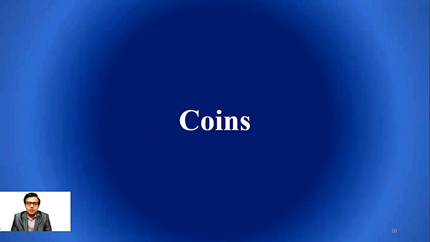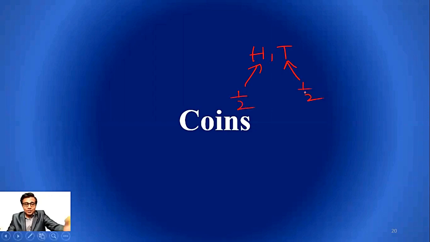In this video, we are going to learn coins. Let's start with this. In a coin, two events are possible, which are head and tail. And in an unbiased coin, both of them are equally likely. So the probability of getting head is 1/2 and tail is also 1/2. That is about one coin.